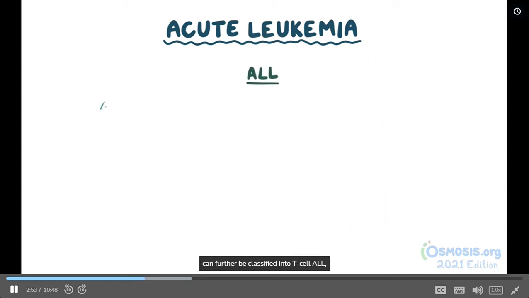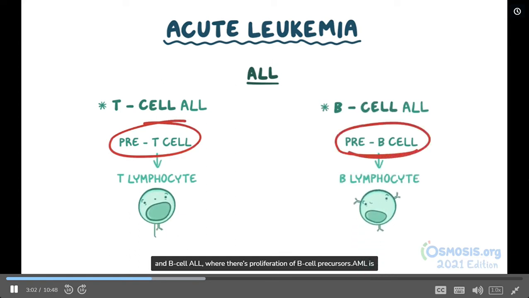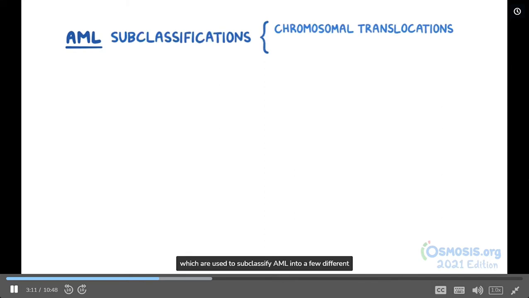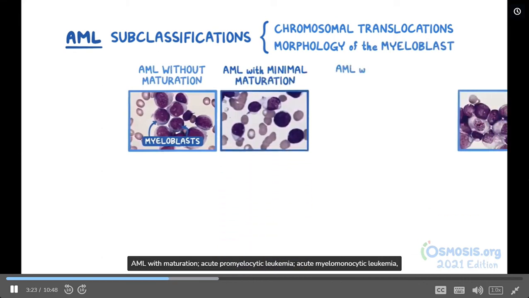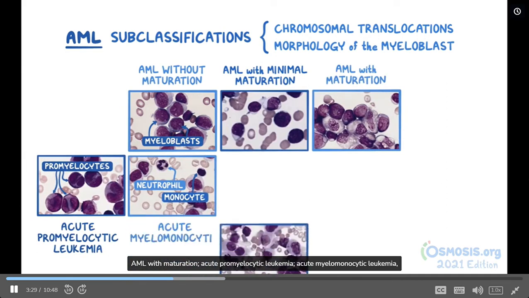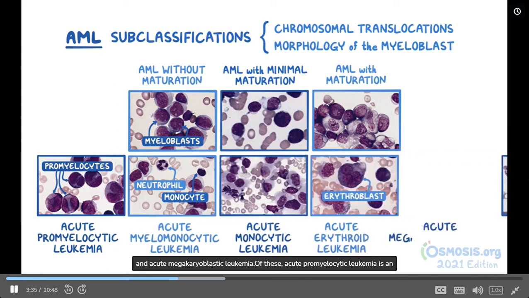ALL can further be classified into T-cell ALL, where there's proliferation of T-cell precursors, and B-cell ALL, where there's proliferation of B-cell precursors. AML is caused by a wide variety of abnormalities, like chromosomal translocations, which are used to subclassify AML into a few different types. AML can be classified based on the morphology of the myeloblast into AML without maturation, AML with minimal maturation, AML with maturation, acute promyelocytic leukemia, acute myelomonocytic leukemia, acute monocytic leukemia, acute erythroid leukemia, and acute megakaryoblastic leukemia.